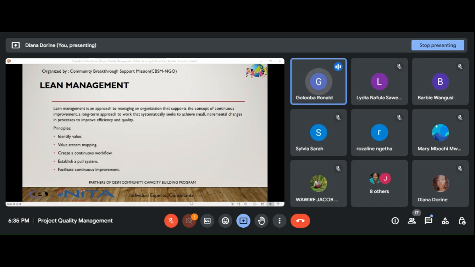Yeah, so we also have the lean management process, and this is an approach to managing an organization that supports the concept of continuous improvement. It looks at a long-term approach to work that systematically seeks to achieve smaller incremental changes in process to improve efficiency and quality. This quality management approach was started by Toyota in the 1940s, and they established the fundamental 5 principles of lean management, and their goal was to decrease the amount of processes that were not producing value.